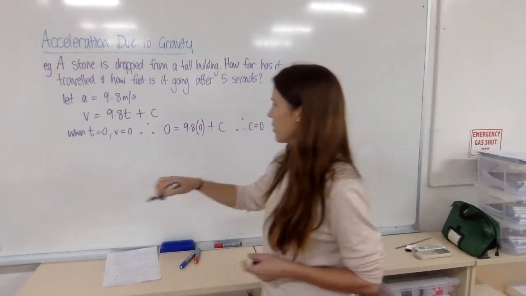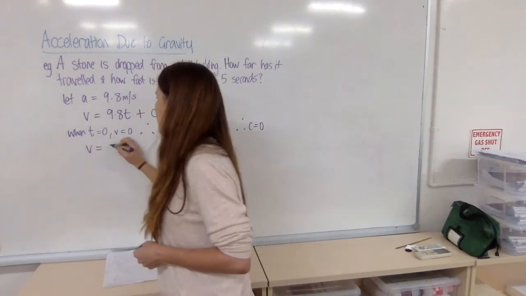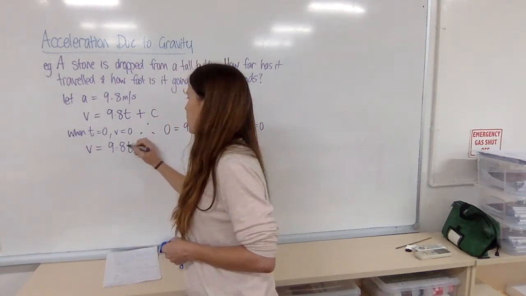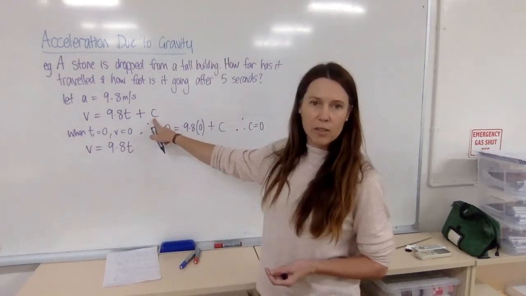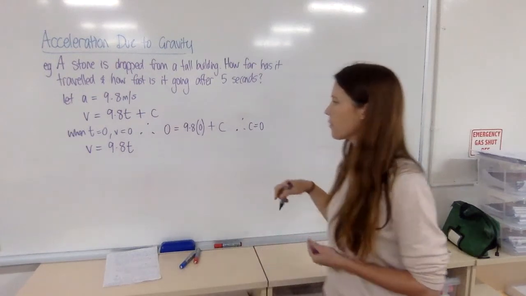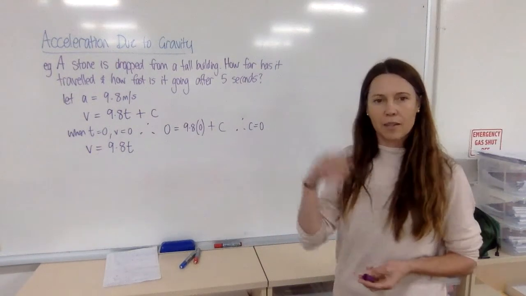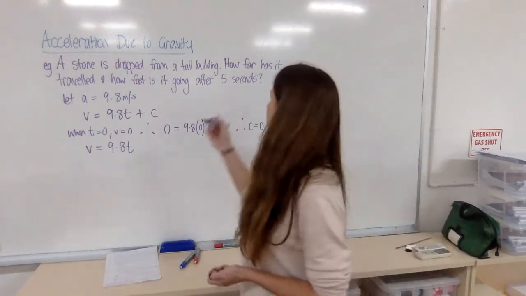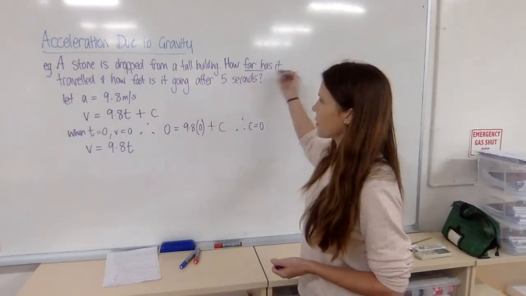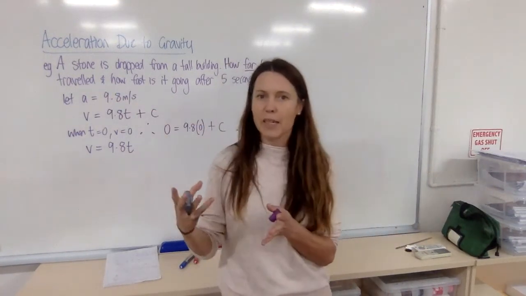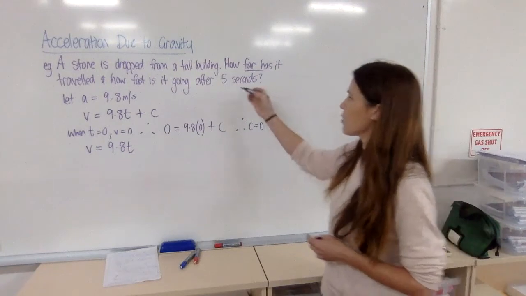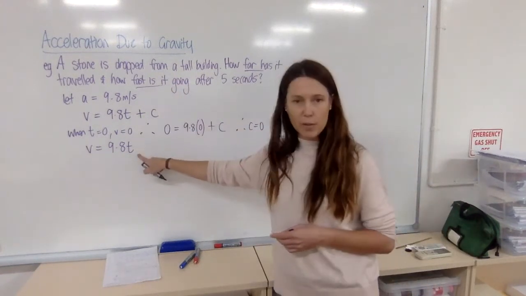Now I can write my v statement again with more confidence because I've worked out that there is no constant on the end, it's just plus 0. Okay, now I have velocity, I can find displacement. Because I want to find how far it's gone, so if I want to see where something is, I need to know the displacement. I also want to know how fast it was going, so this will help me.